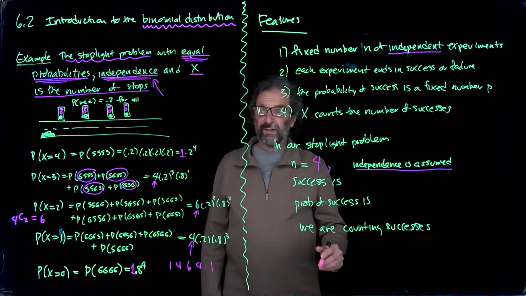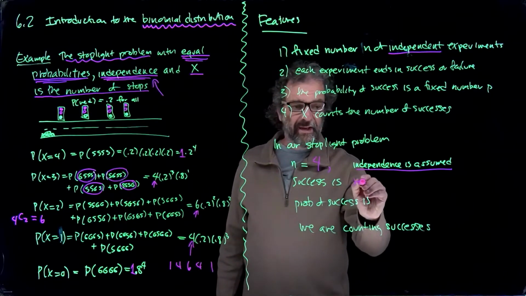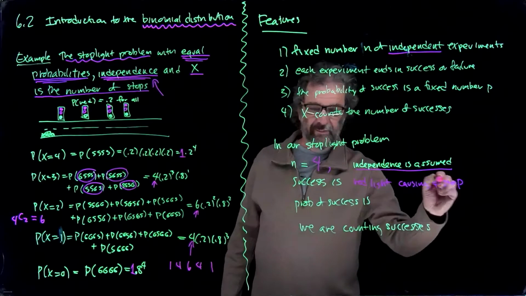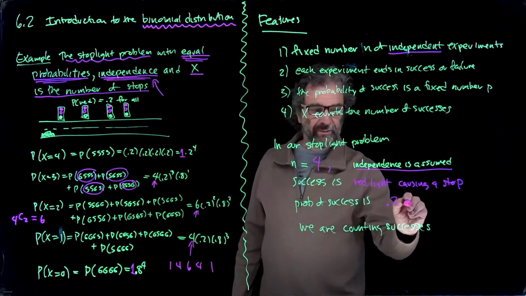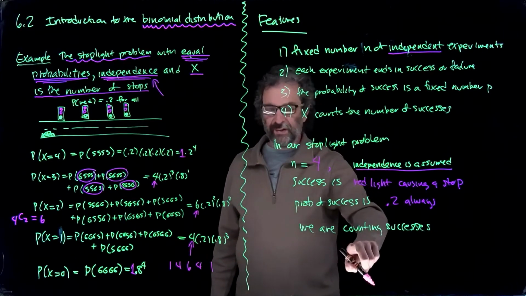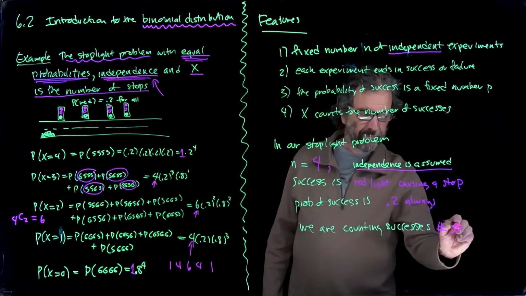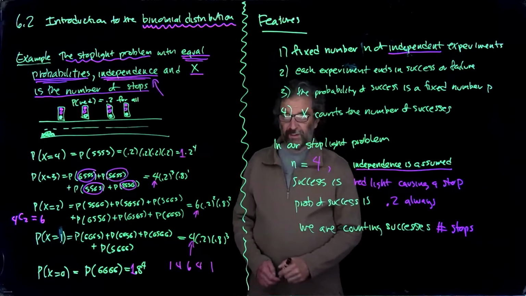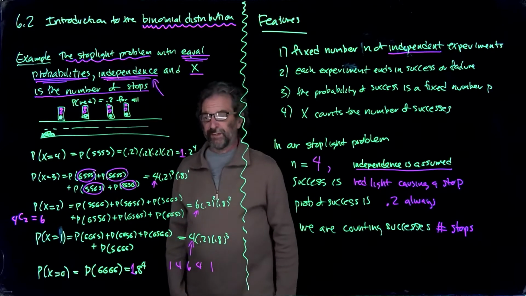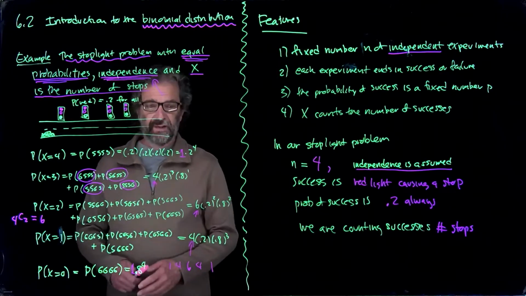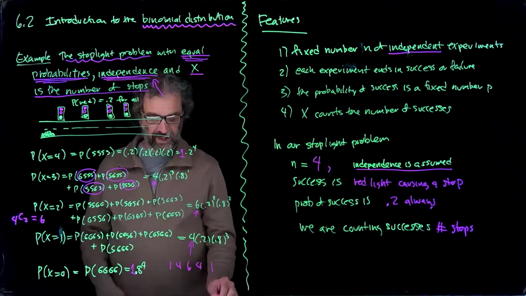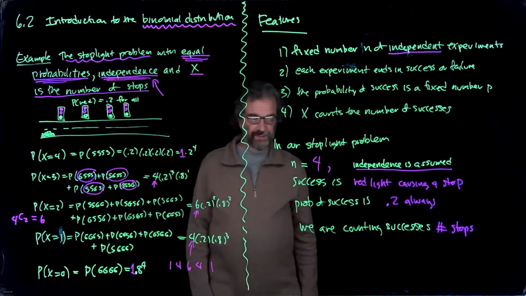Success is a red light causing a stop. Probability of success is 0.2 always. So it's a fixed number p, and we are counting successes, the number of stops. So we've met all the conditions for a binomial experiment, and that means we'll be able to compute probabilities with this style of calculation, and we're going to come up with a formula for these kinds of calculations shortly. So you just have to have patience for that. It's coming. The binomial probability formula is in this section.